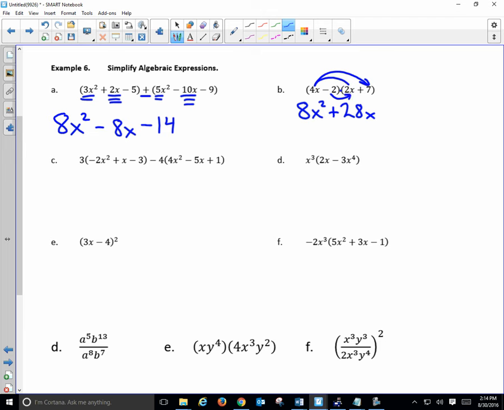Negative 2 times 2x, negative 4x, and negative 2 times 7, negative 14. Am I done? What do I have to do now? Yeah, combine the like terms. So 28x and negative 4x, so 8x squared plus 24x minus the 14.